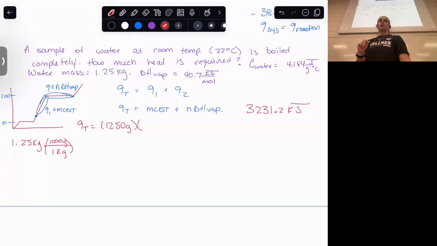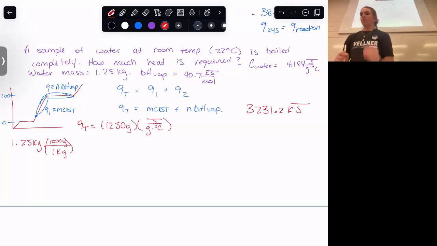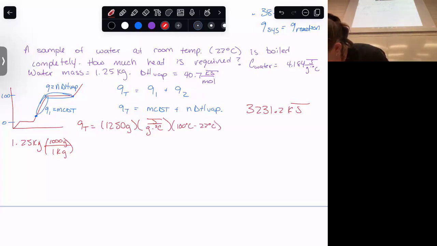Our C is given to us directly, so this is joules over grams times degrees Celsius. And then our delta T is going to be final minus initial. We're starting at 22, so that's initial, and our final is 100. So this will be 100 degrees Celsius minus 22 degrees Celsius.